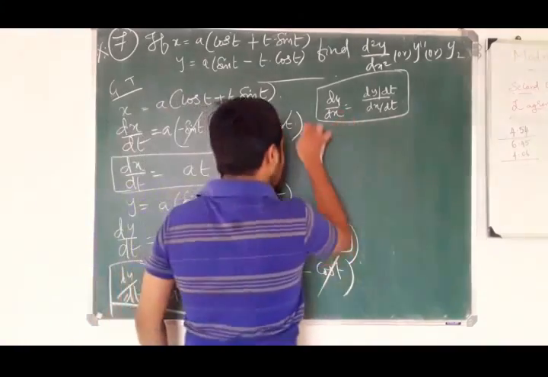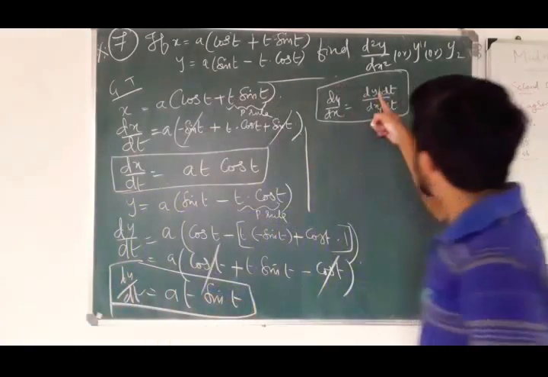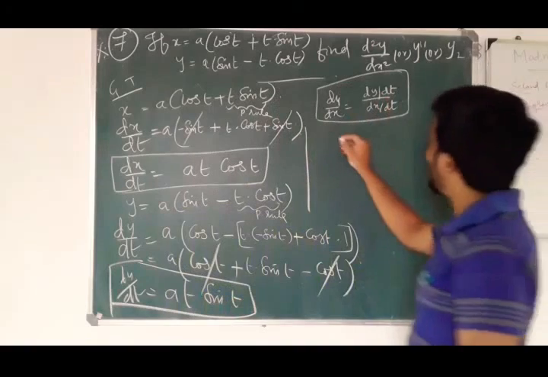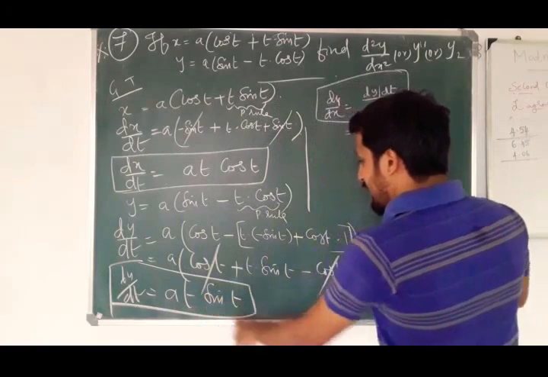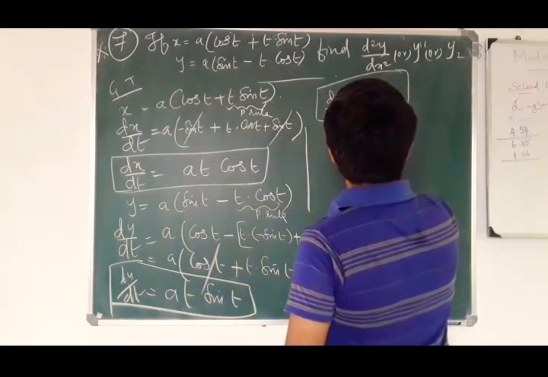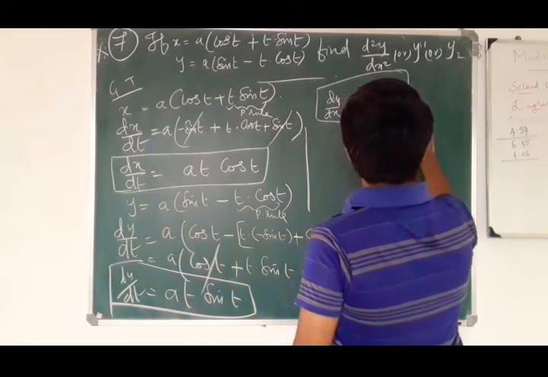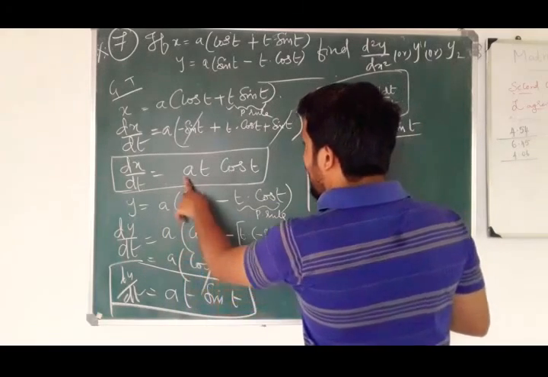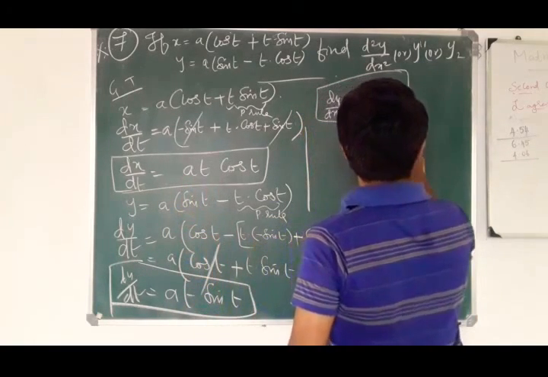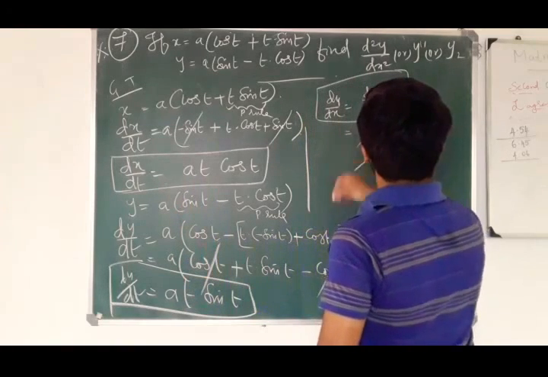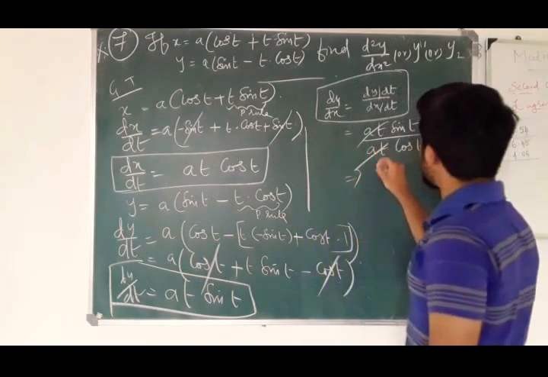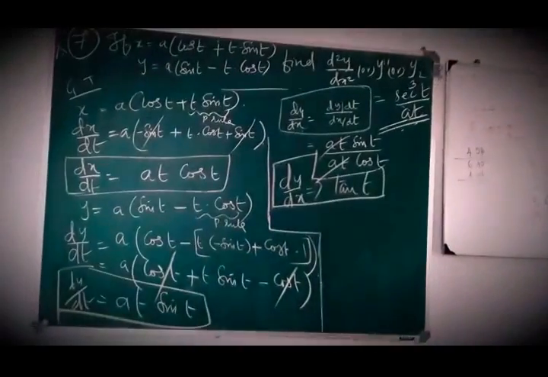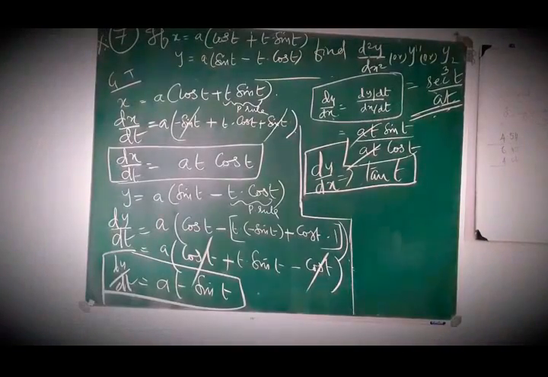So dy by dt is nothing but a t sin t, dx by dt is nothing but a t cos t. What is dy by dx? So dy by dx is nothing but dy by dt divided by dx by dt. What is dy by dt? a t sin t divided by dx by dt, which is a t cos t. So a t will cancel. Sin t by cos t is nothing but tan t. So dy by dx is equal to tan t.